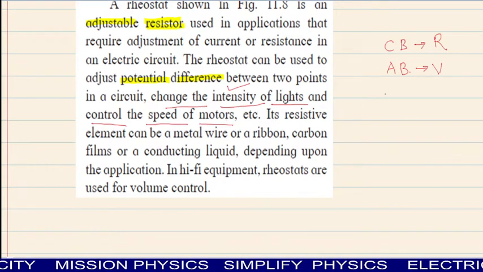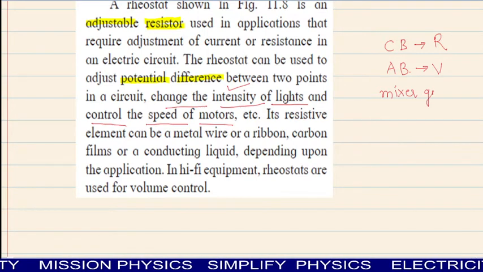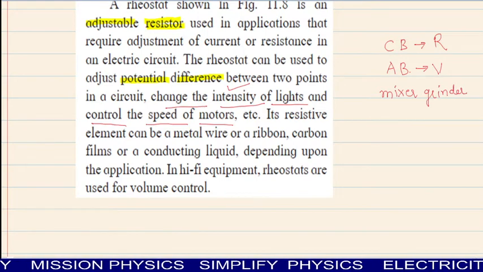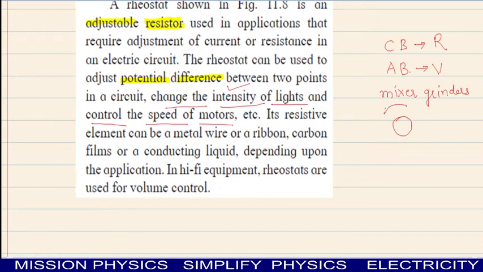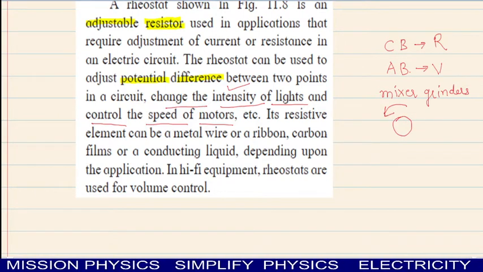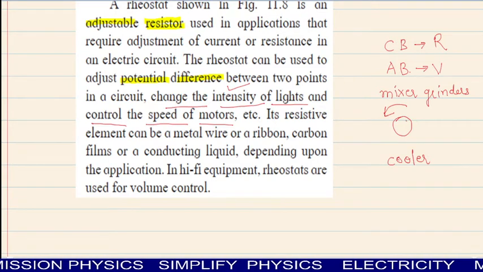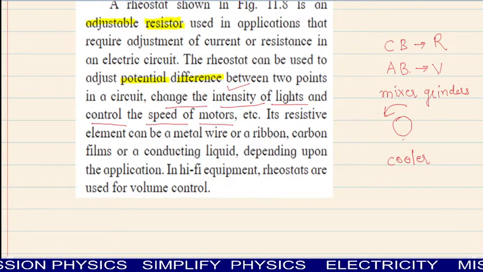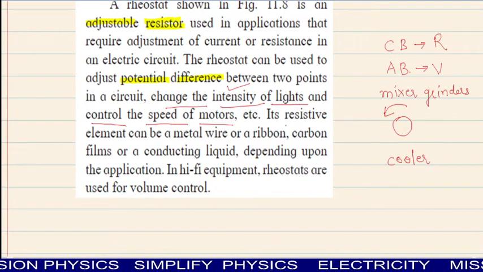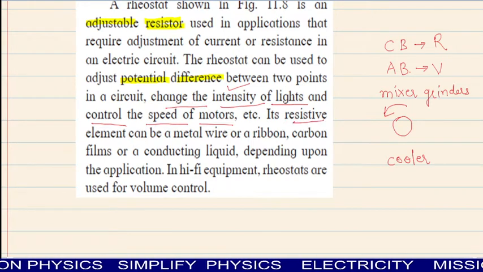जैसे मिक्सर ग्राइंडर. ठीक, you can take another example of a mixer grinder in which by rotating a particular knob we control the speed of the motor. In a cooler, by rotating this knob we can control the speed of the fan or the speed of the motor. So रेजिस्टिव एलिमेंट, अब ये किस मटेरियल से बना हुआ है?